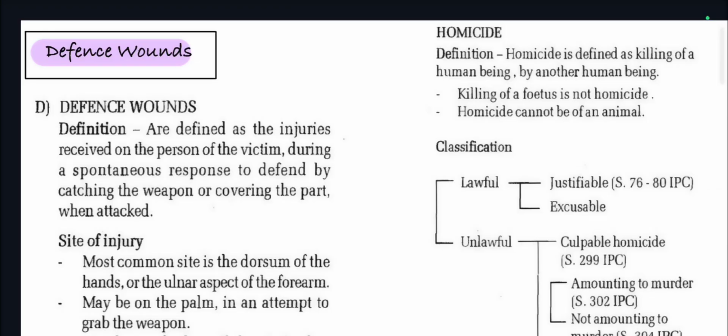These are defined as the injuries received on the person of the victim during a spontaneous response to defend by catching the weapon or covering the part when attacked. Obviously, when you're going to save yourself from any weapon, then it is going to result in defense wounds.